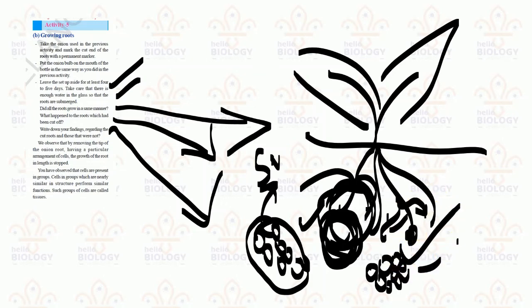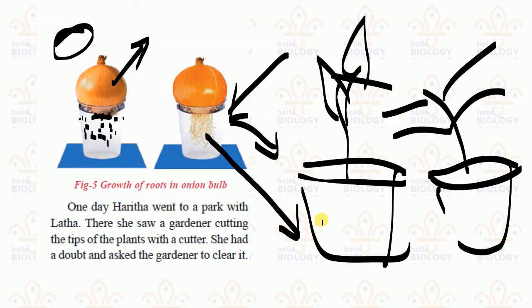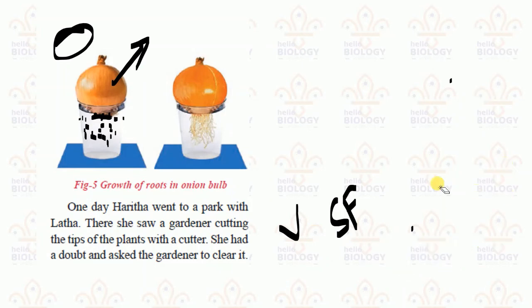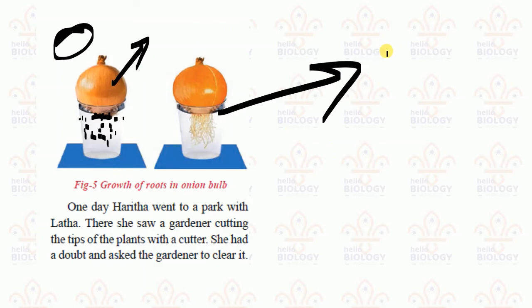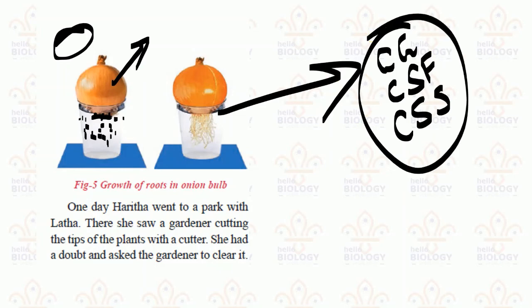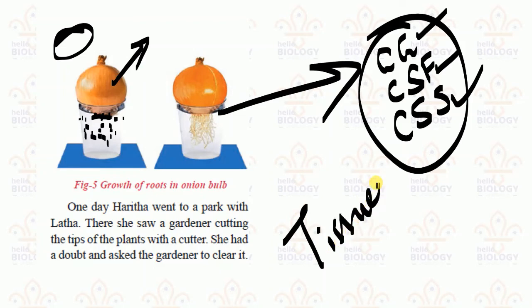So the group of cells having the same structure and performing the same function are called tissues. Now you have understood about tissues. When you cut the onion roots, again onion roots only grow. So that means cells are grouped, cells have the same function, cells have the same structure. Any cells grouped together having the same function and same structure are called tissues. So to say, we have completed this one.